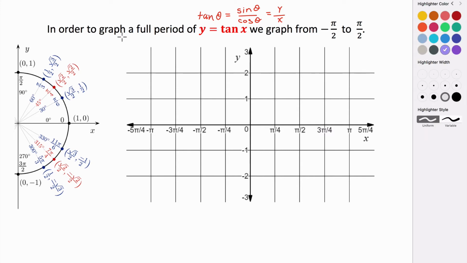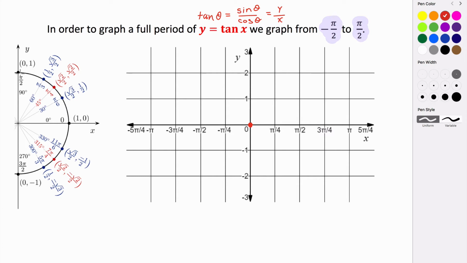Now, in order to graph one full period of the tangent function that's continuous, we need to graph from negative pi over 2 to positive pi over 2. So that's going to be the values in the fourth quadrant in the negative direction, and then the angle measures in the first quadrant. So if we're looking at 0 radians, we take the y-coordinate divided by the x, 0 divided by 1, and that gives us a value of 0. So at 0 radians, we're going to have an x-intercept.